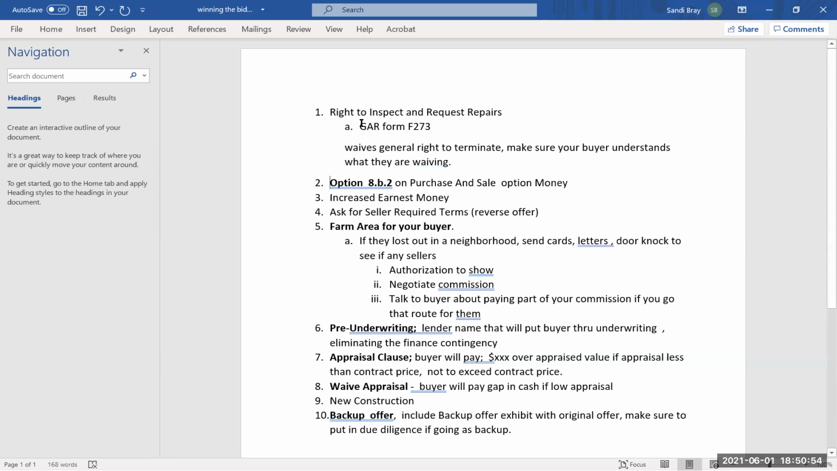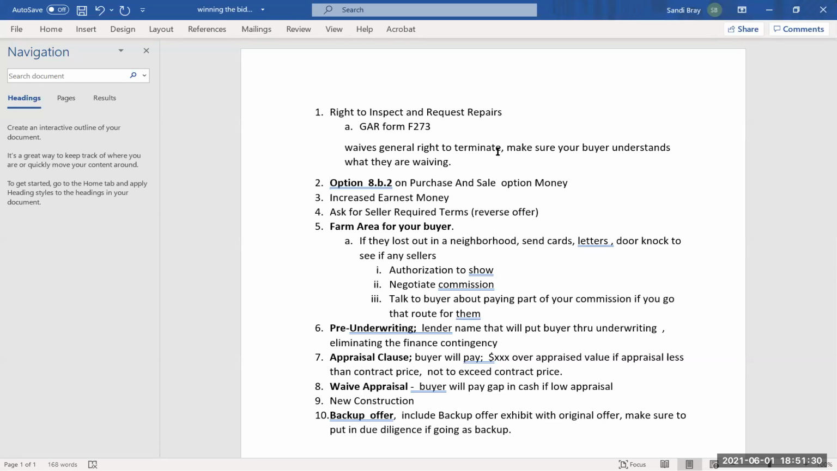I'm putting in the right to inspect. Oh, you're putting in the right to inspect instead of the due diligence. So I still have the right to inspect and request repairs. It's specific. We're going to go over the form. The general right to terminate is different from the right to inspect. They're two different things. The general right to terminate says I can cancel for any reason and no reason. And that's the exact language in the GAR contract.